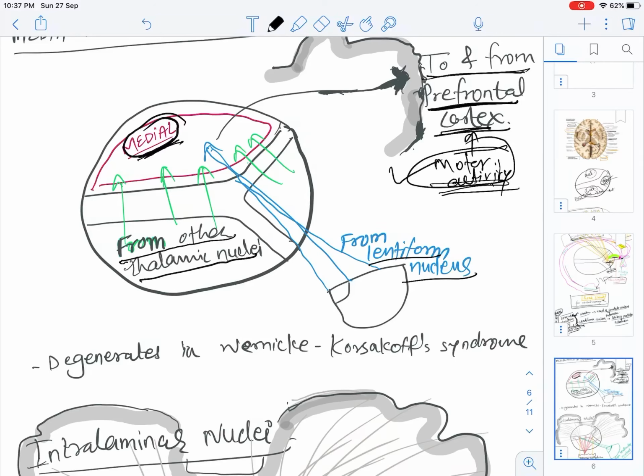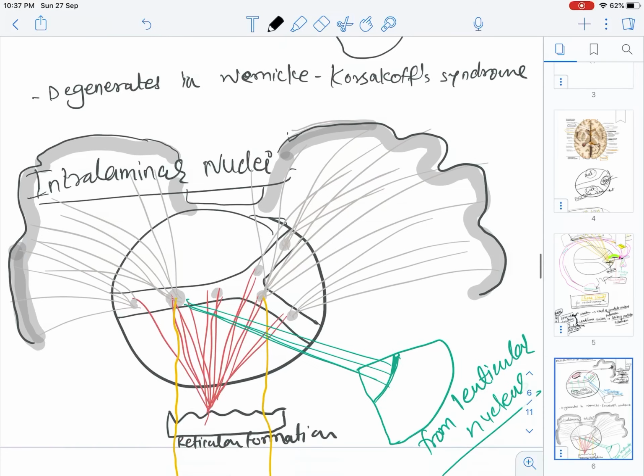And now you can tell me what can happen. From lentiform nucleus it is receiving, meaning the motor activity, the automated activity will be affected. Basal ganglia has a function of automated motor activity. Then it is also sending fiber to the prefrontal cortex, that will also be affected. It is also receiving fiber from other thalamic nuclei, so sensory, motor, all functions may get impaired in this syndrome.